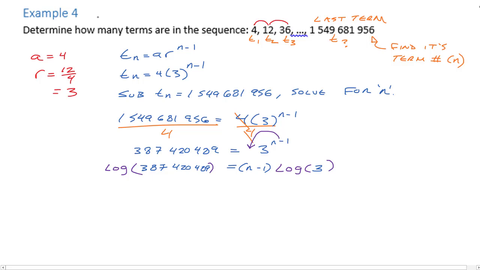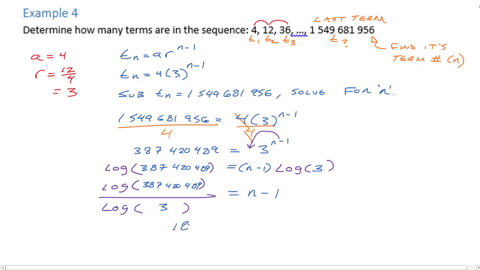Now, you're going to divide both sides by log of 3. It's getting a little messy, but we get log of 387,420,489 divided by log of 3 equals n minus 1. When you put that in your calculator, it's going to give you 18. And all you have to do is add 1 to the other side to get rid of that minus 1. And there you go.